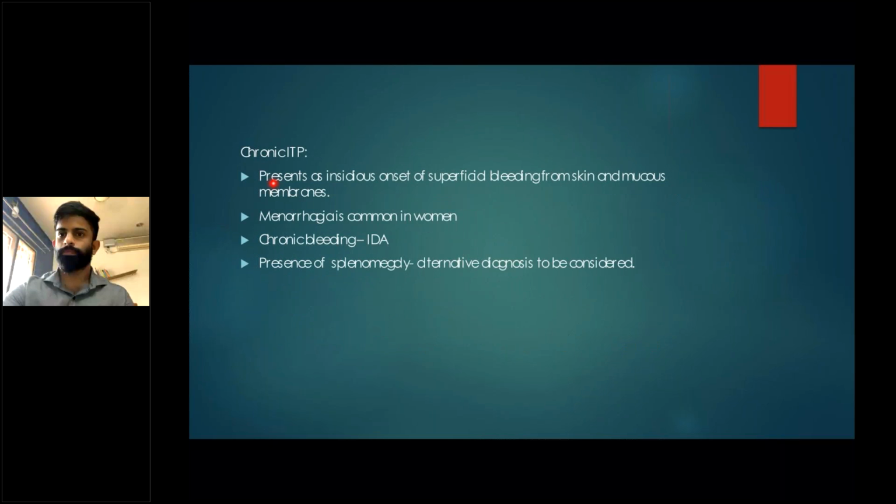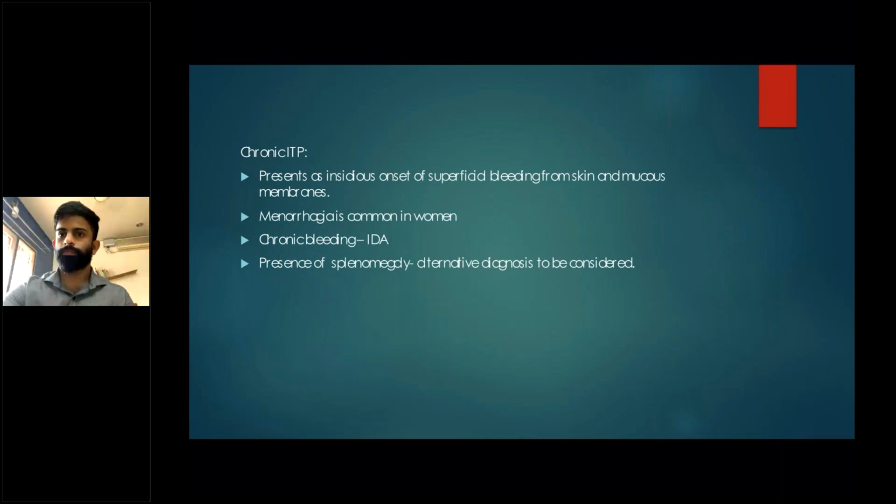Next one is chronic ITP. It presents as insidious onset of superficial bleeding from skin and mucous membranes. Menorrhagia is common in women. Chronic bleeding will lead to iron deficiency anemia because of blood loss. Presence of splenomegaly is an alternative diagnosis to be considered. So with splenomegaly, you have to go for bone marrow examination. In a patient with suspected immune thrombocytopenic purpura or idiopathic thrombocytopenic purpura, if there is splenomegaly, you have to go for bone marrow biopsy.